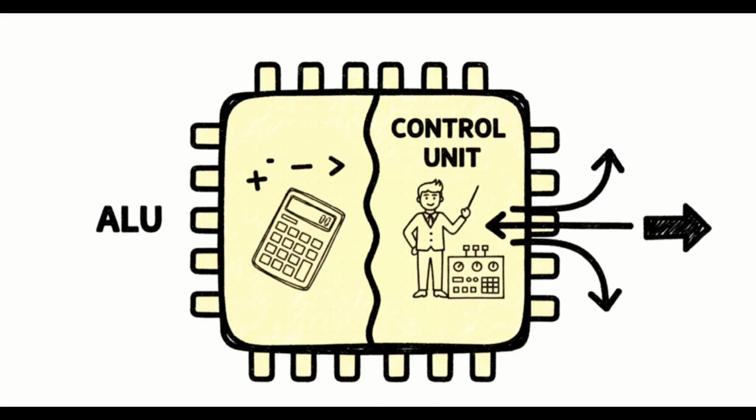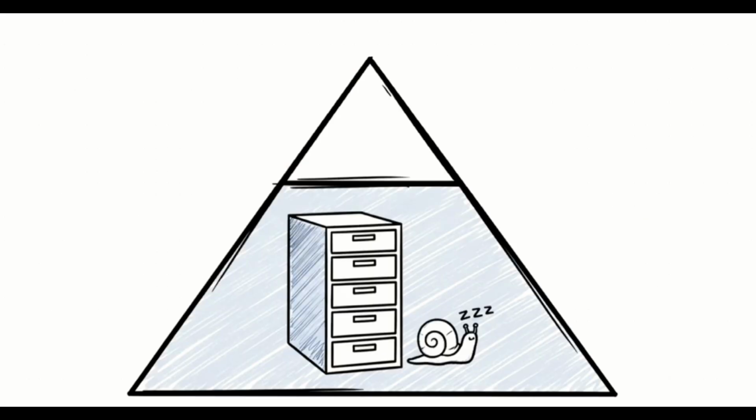And second, you have the control unit. Now this is the boss. It doesn't do the calculations itself, but it directs the whole operation, telling the ALU, the memory, and everything else what to do and when to do it. Now, the CPU is incredibly fast, but it's useless without data to work on.